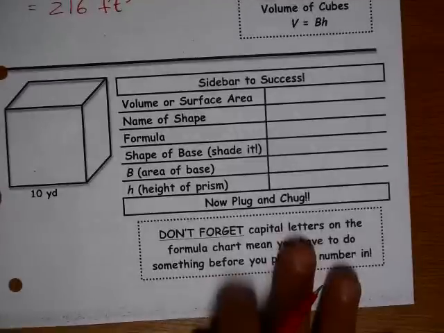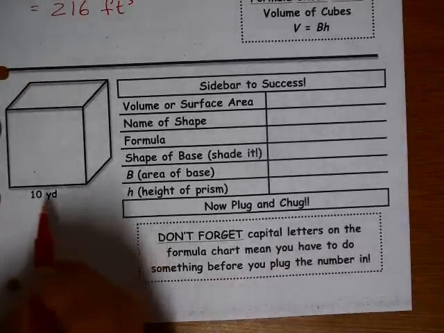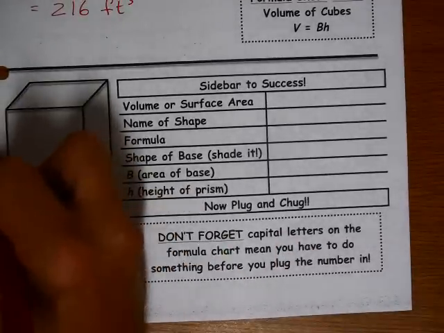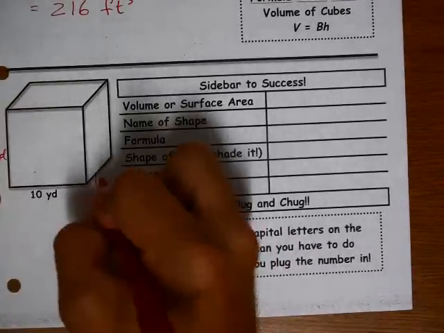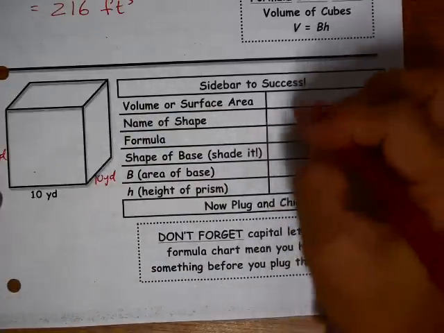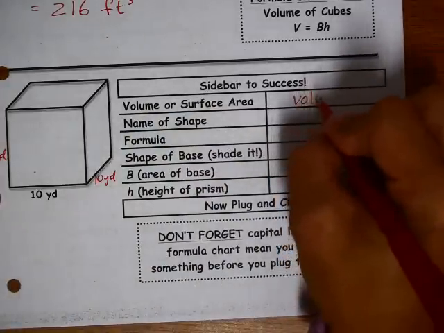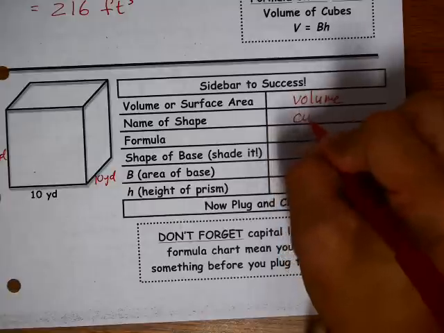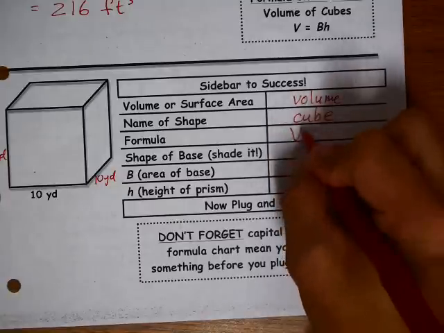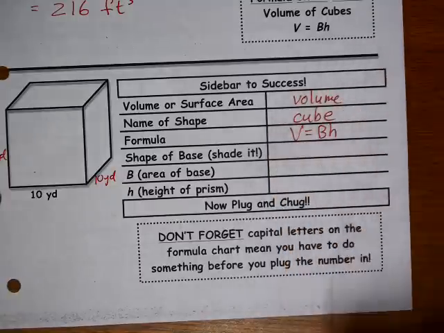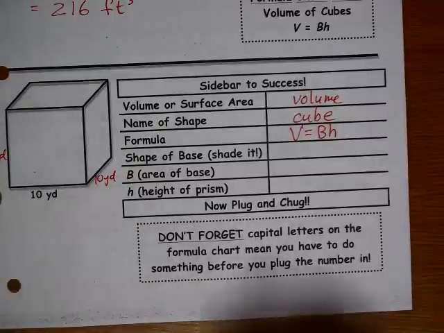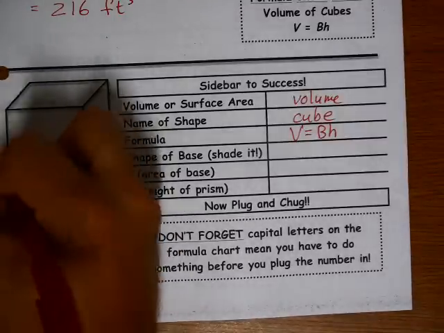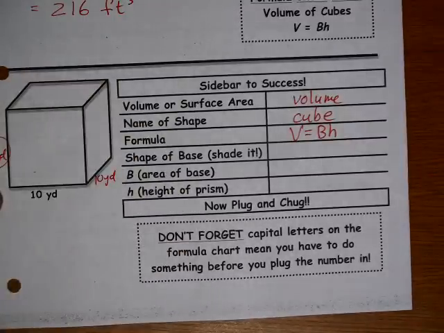Okay, the next one is another cube. It is 10 yards all the way around. So this is 10 yards, this is 10 yards, this is 10 yards. So we're doing volume. The name of the shape is a cube. The formula is the same, area of the base, big B, times the height of the prism or cube, which in this case is 10. All the sides are 10.